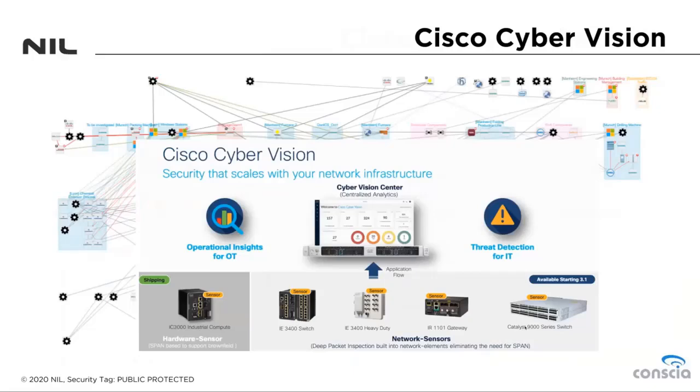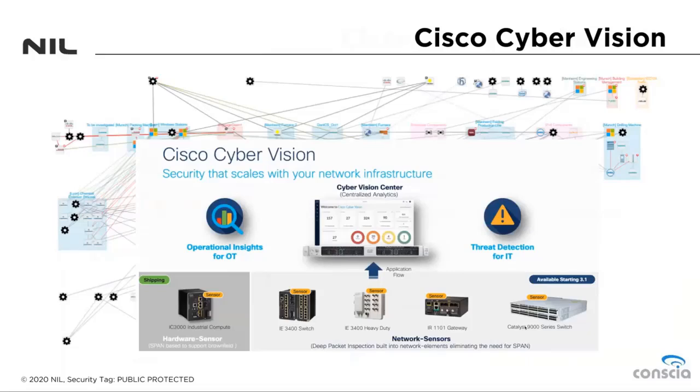If we have a Cisco switch that is capable of running the sensor software, we just need to connect it to the Cyber Vision Center. In the case when we have other network equipment, a SPAN or mirror port needs to be connected to the hardware sensor. And there is also a tap setup, which is possible if the hardware has no such capabilities.